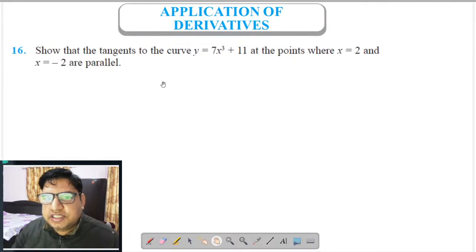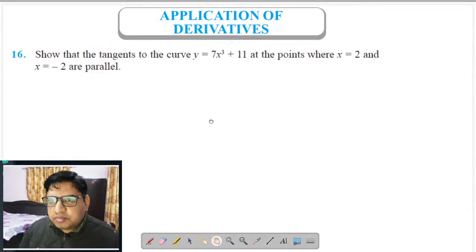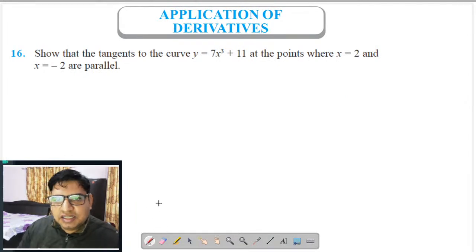The tangents to the curve at the points where x is equal to 2 and x is equal to minus 2 are parallel. When the equations of tangents are parallel, or you can say when two lines are parallel, their slopes are equal. So we'll use that property: when two lines are parallel, their slopes are equal.